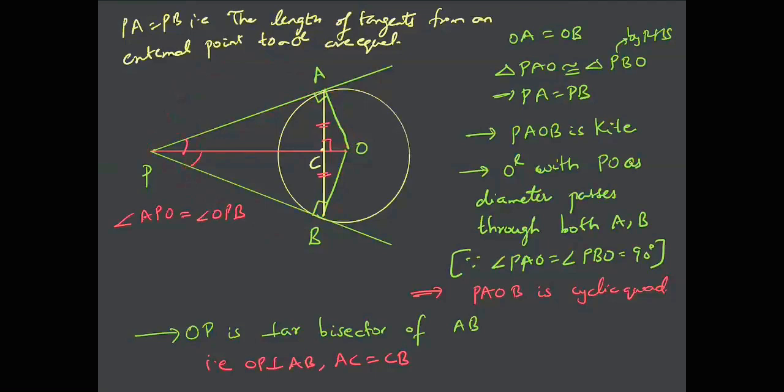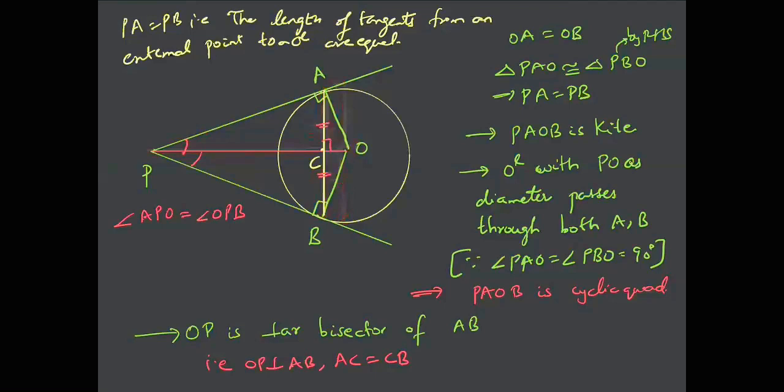Since PAOB is a kite, because both the pairs of adjacent sides are equal, in a kite we know that the diagonals are perpendicular. And also we know that in a kite the longer diagonal bisects the shorter diagonal. So here AB is the shorter diagonal of this kite, PO is the longer diagonal. So the longer diagonal bisects the shorter diagonal, that is AC is equal to CB. These two lengths are equal.